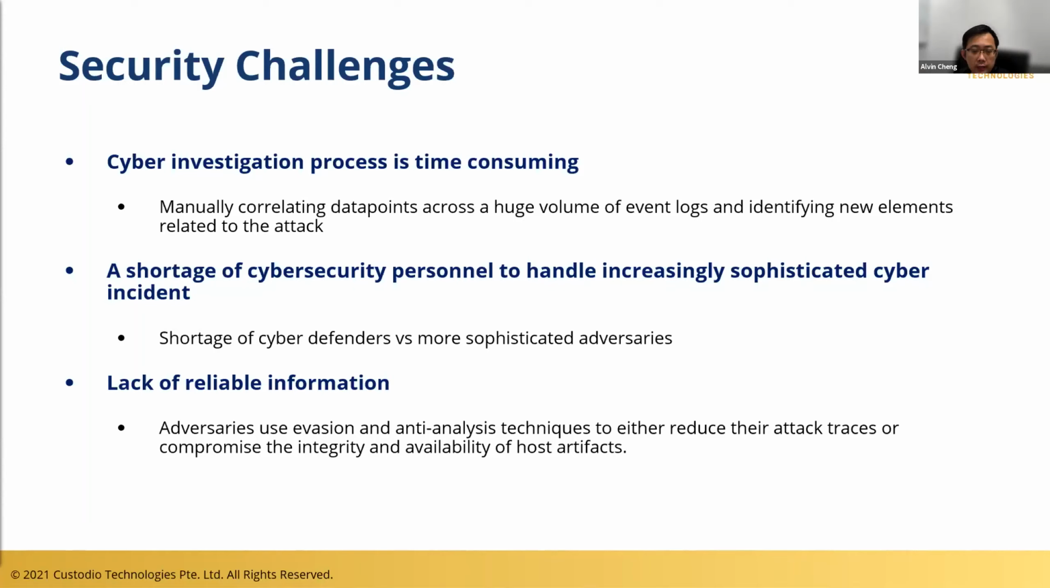Another challenge, there is a heavy shortage of cybersecurity personnel to handle increasingly sophisticated cyber incidents. Not forgetting, we are also facing adversaries that have more automated tools to use and are advancing their skills at a pace that we defenders are not able to catch up with. It means that in the future, we can expect a lot of attacks to be hiding under the radar, okay? The closest we can do is to use a lot of AI solutions to tell us anomalies.